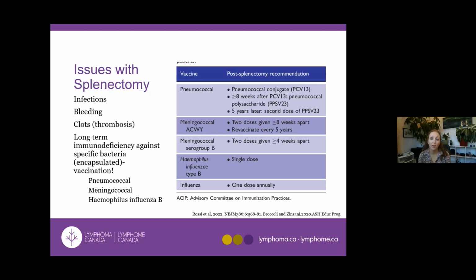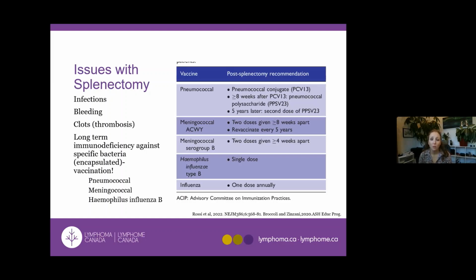or thrombosis. And part of that is that the spleen's job is to help clean up the older cells. So if you take that out, people's counts can be a bit higher and they can have this more pro-clotting phenotype. And then specifically because the spleen is part of the lymphoid tissue, there are specific bacteria called encapsulated bacteria that the spleen really helps to fight off. They're kind of beyond our regular immune system defenses, so they really need that spleen's help to fight them off. So there can be long-term immunodeficiency that patients develop against these specific bacteria.